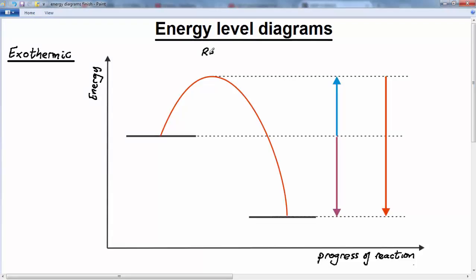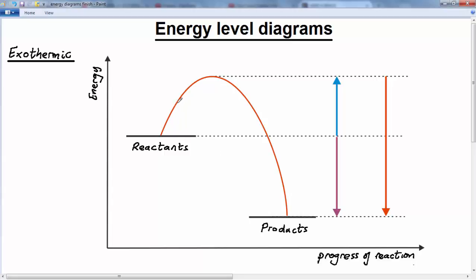As you well know, we've got the reactants. In any reaction, they react together to form the products. And in an exothermic reaction, the energy level of the reactants are always greater than those of the products. So we place the reactants here at the higher energy level and the products down here at the lower energy level.